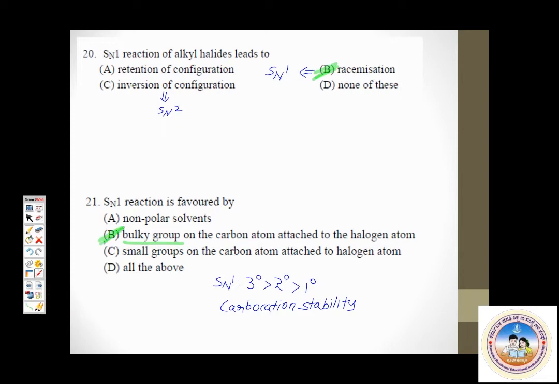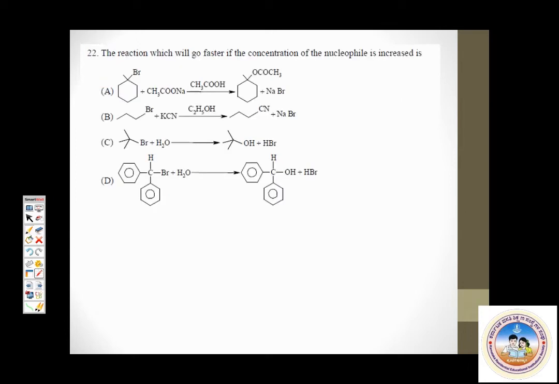Okay, now here is a question. The reaction which will go faster. We want to see which of these reaction goes faster when the concentration of nucleophile is increased. Dear student, please mark this part of the question. Please highlight this part of the question, because this will tell us whether the reaction follows SN1 mechanism or SN2 mechanism. Please recollect, which mechanism depends on concentration of nucleophile? It is SN2 mechanism. So you know SN2 mechanism is second order.